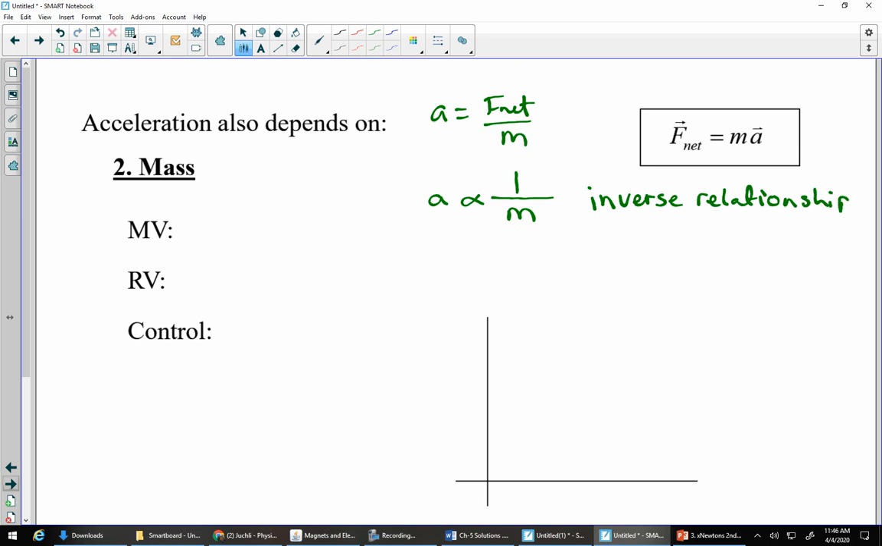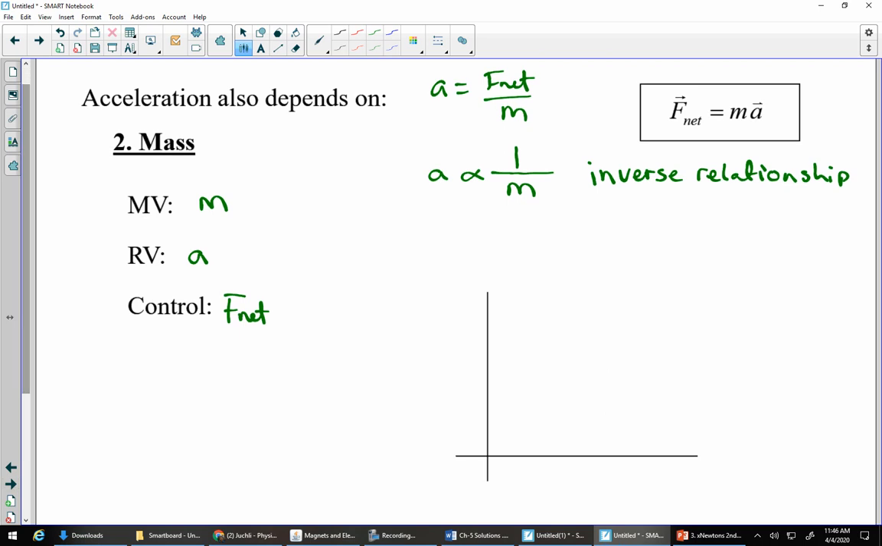relationship. And if we think about it in terms of an experiment, well, now we are changing the mass, so that is our manipulated variable. Our responding variable, we're still looking at what happens to acceleration, and our controlled variable, the thing that we're not going to change, is our net force. So again, let's check out this inverse relationship a little bit here.